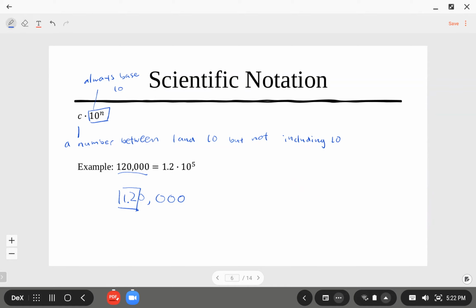So you turn this 12 into 1.2, we get C, or whatever variable you want it to be. So we have our 1.2, and then you have to multiply it by 10 to some unknown exponent, right? And now we're trying to find that exponent.